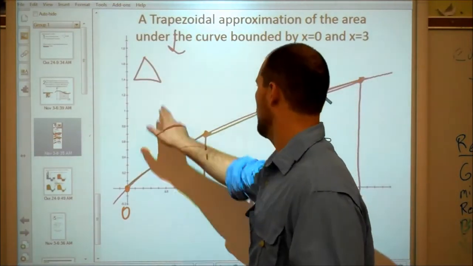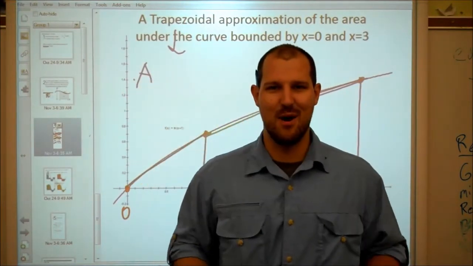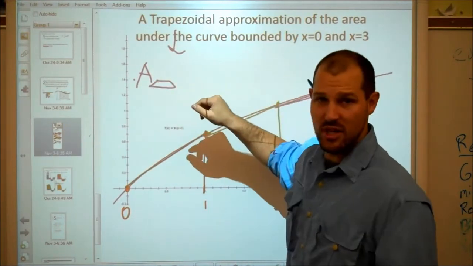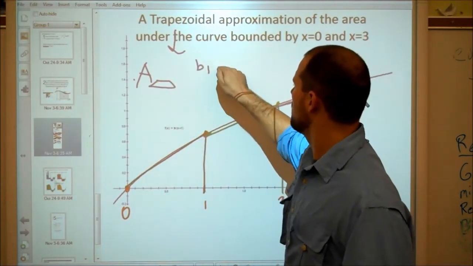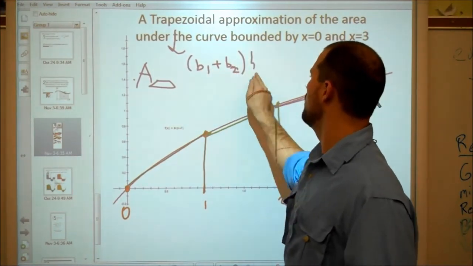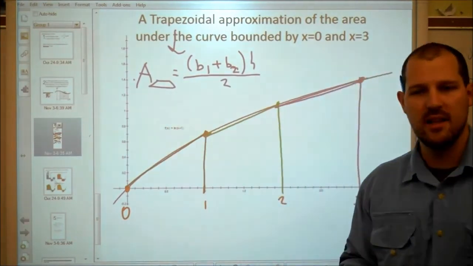I don't know why I drew a triangle. The area of a trapezoid, I think I was drawing the letter A and I was just thinking about geometry or something. The area of a trapezoid, recall from geometry, that's base 1 plus base 2 multiplied by the height, all divided by 2. Okay, so with that in mind, let's go through this now.